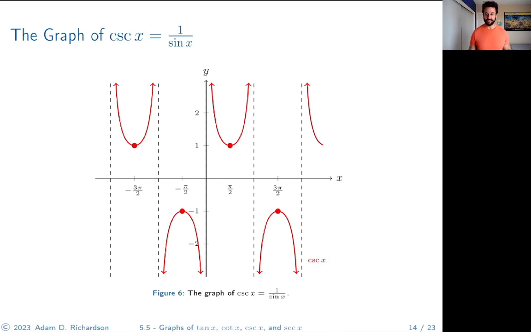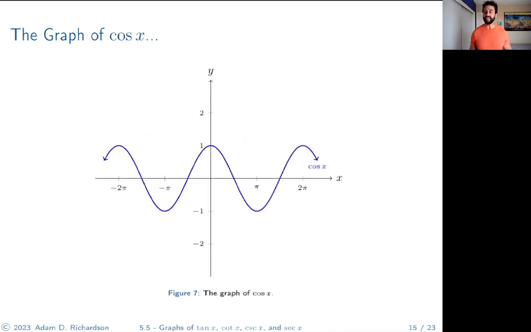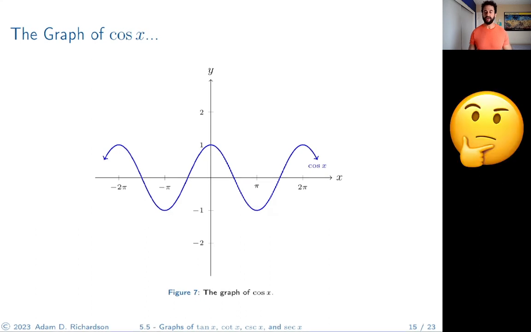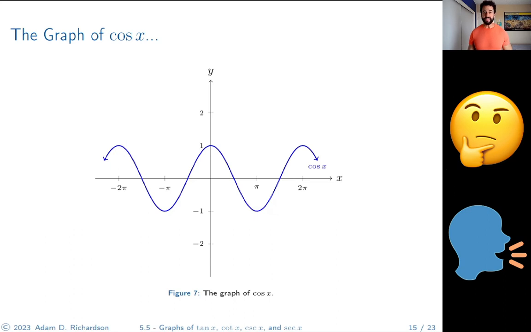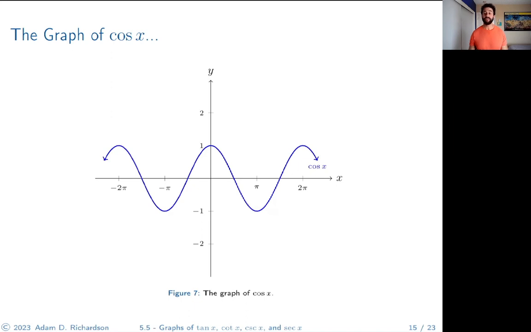So now with that in mind, let's take a look at the graph of secant. But first, I want you to try to figure out what it's going to look like on your own. Take a minute and look at this graph of cosine and see if you can figure out what the graph of secant will look like. Now say something out loud to yourself. What do you think the graph is going to look like? All right, now let's figure it out together.